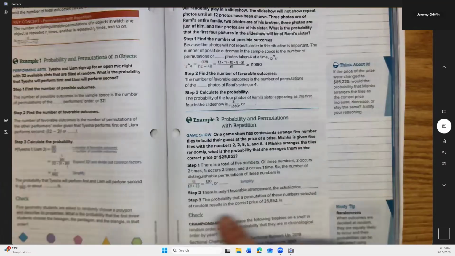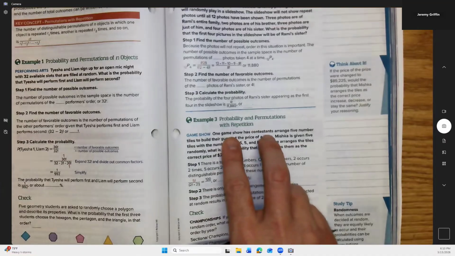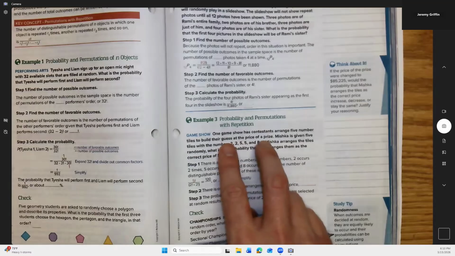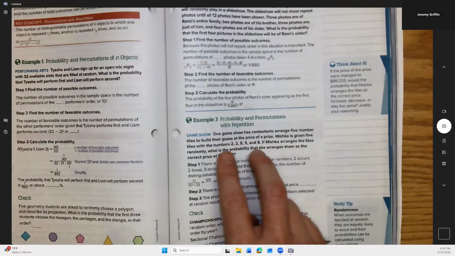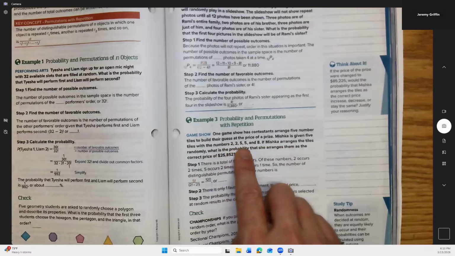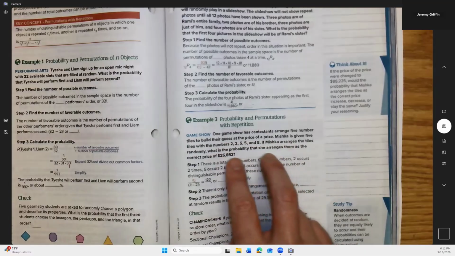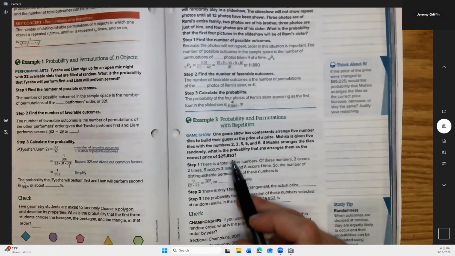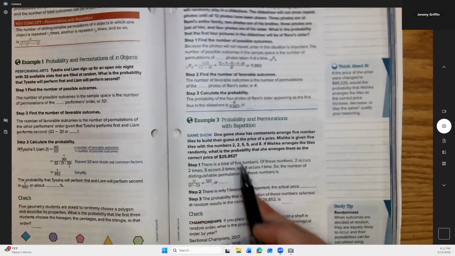Right, so let's do example 3 here. Maybe another permutations with repetition. One game show has contestants arrange five number tiles to build their guess at the price of a prize. Mishka is given five tiles with the numbers 2, 2, 5, 5, and 8. She arranges the tiles randomly. What's the probability that she arranges them in the correct price of 25852? Right, so she's given these five digits. Can she arrange them specifically in this order?